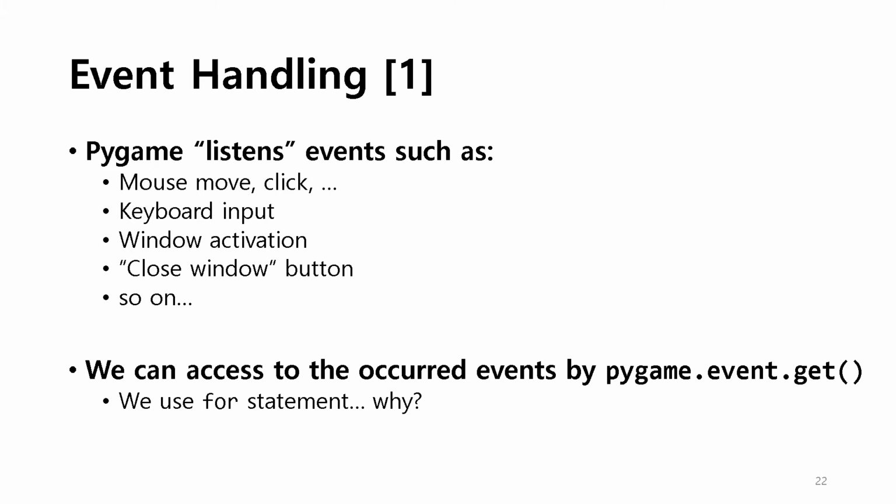So, at first, how can we listen to the events? We can use the Pygame event get function. It returns a kind of list because several events can occur simultaneously. So we can use a for statement because we want to check all the events occurring now. Does it make sense?